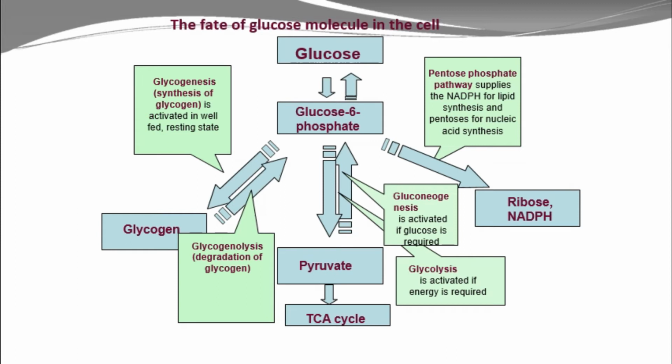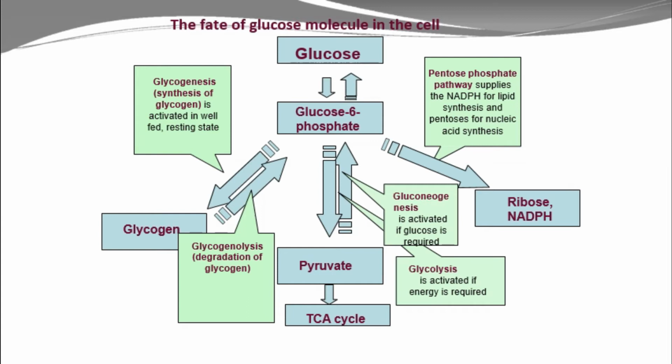Similarly, when glucose 6-phosphate is converted into pyruvate by the process of glycolysis, and when we need glucose, let's say we are fasting, in a state where we have a low concentration of glucose, at that time the process of gluconeogenesis can convert the pyruvate into glucose if required. So this is one way that glucose is being metabolized.